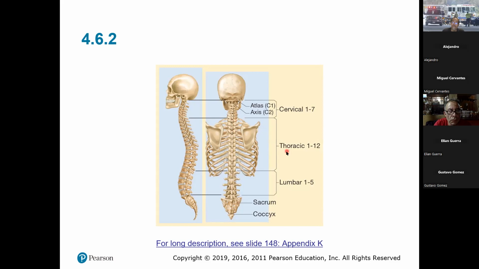The thoracic are 12 bones, which is T1 all the way to T12. And then, of course, you have your lumbar, which is L1 to L5, right before you get to the sacrum. The sacrum itself is fused together, which is where your pelvic girdle is at. It's right before your elephant ears. And then, of course, you've got your coccyx. Remember, atlas and axis are C1 and C2.